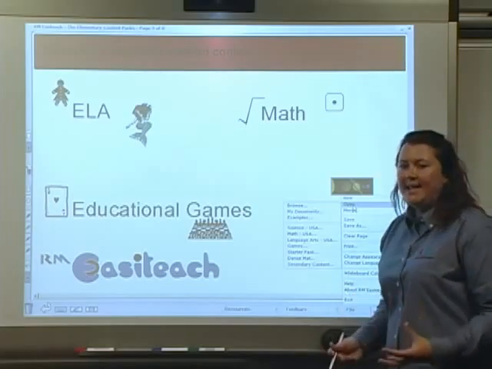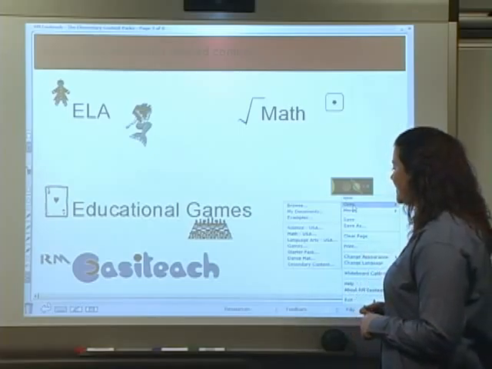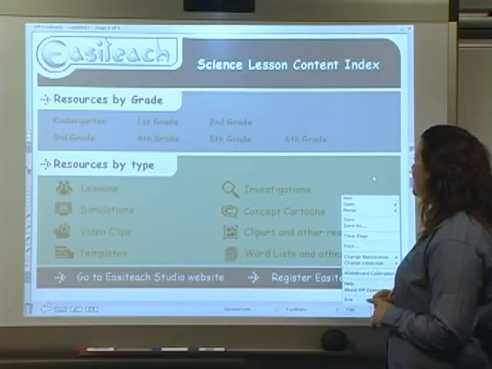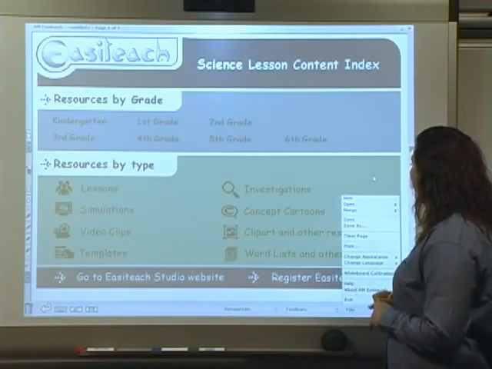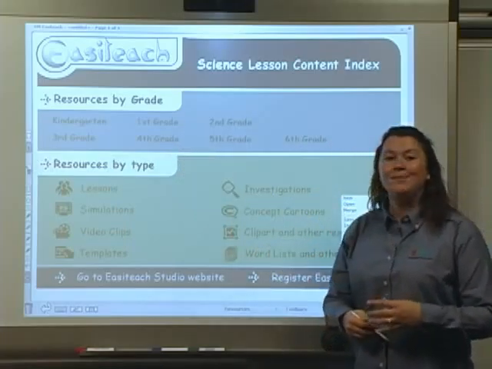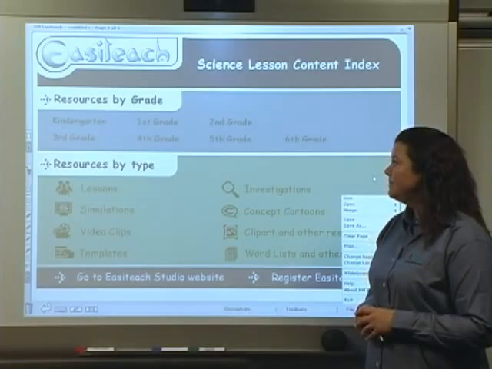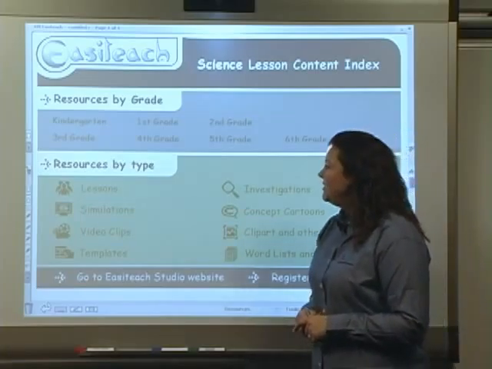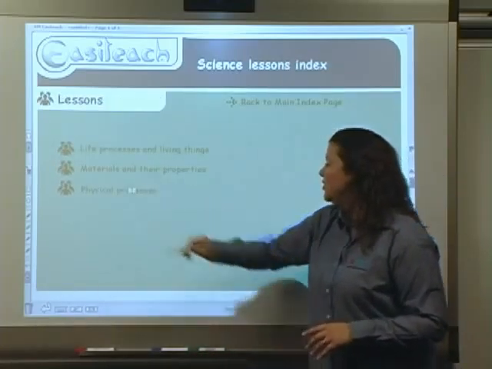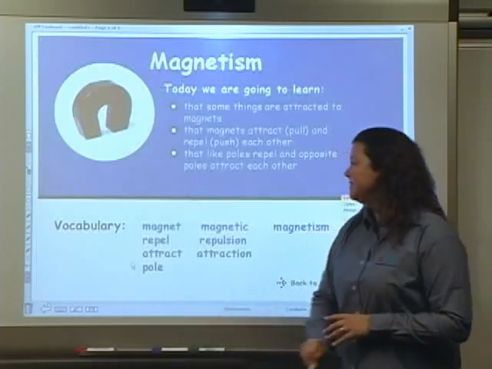So to give you an idea of the look and feel of a content pack and some example activities, I'm going to select my science content pack. You'll notice that it brings me up a menu. And from this menu, I'm able to browse to lessons by way of grade or by type. So I'm going to go into my lessons and into physical processes and into my lesson on magnetism.